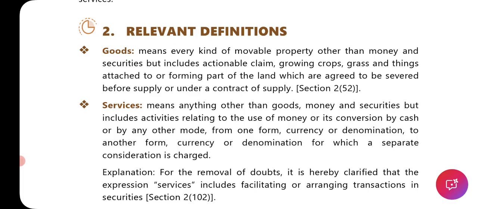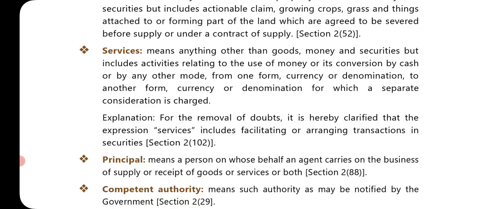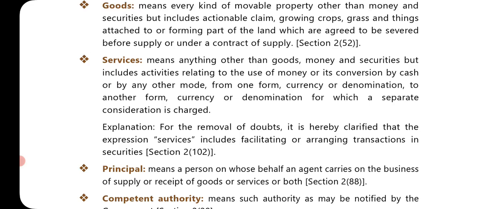Goods means every kind of movable property other than money and securities, but includes actionable claim, growing crops, grass and things attached to or forming part of the land, which are agreed to be severed before supply or under a contract of supply. Service means anything other than goods, money and securities, but includes activity relating to the use of money or its conversion by cash or by any other mode from one form, currency or denomination, to another form, currency or denomination, for which a separate consideration is charged. Explanation: for the removal of doubt, it is hereby clarified that expression service includes facilitating or arranging transactions in securities.